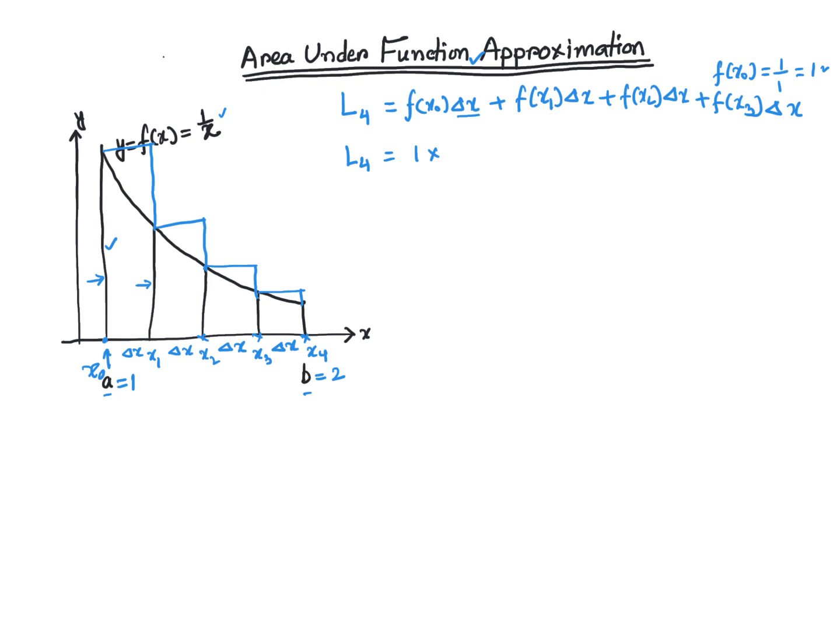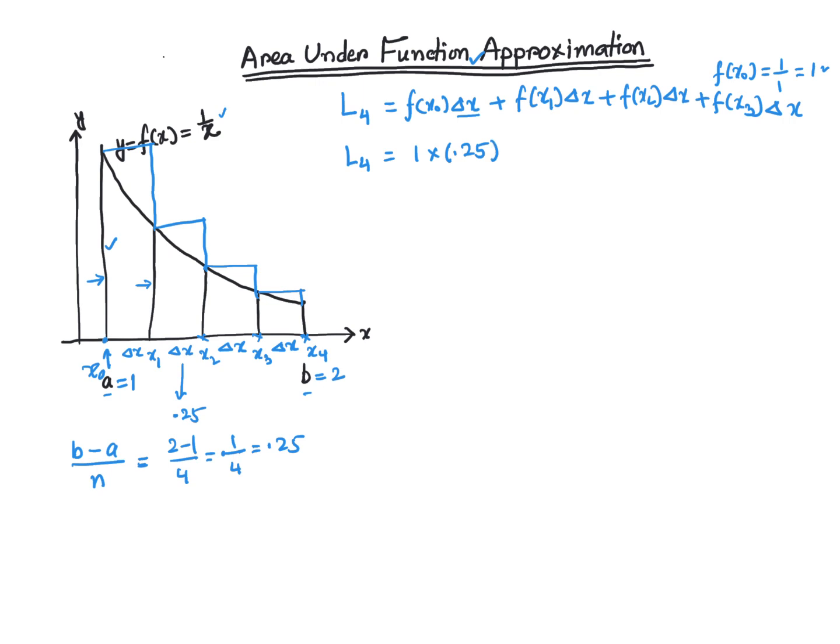Delta x: from A to B, I have 1 unit, right? So it's B minus A divided by n, the number of rectangles I want. B minus A is 2 minus 1, divided by 4, so it's 1 over 4, that is 0.25. So each of these delta x's is 0.25, so 1 times 0.25.